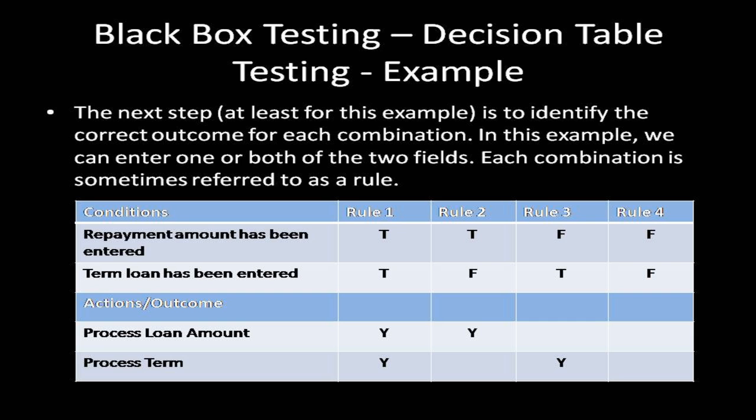The next step, at least for this example, is to identify the correct outcome for each combination. In this example, we can enter one or both of the 2 fields. Each combination is sometimes referred to as a rule. So we have 2 actions or outcomes. 1. Process loan amount. 2. Process term.